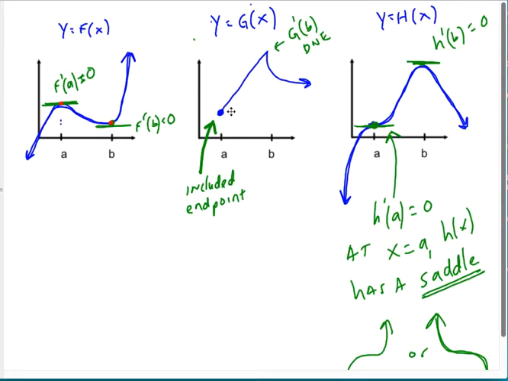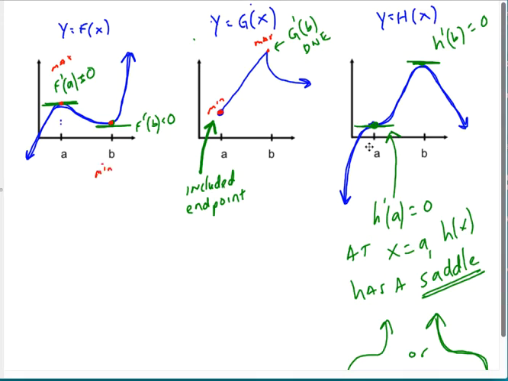Here, I have y equals g of x. There is a minimum at the included endpoint. Then the graph comes up, and it's continuous, but it's got this pointy, cuspy thing. It's got a sharp edge. So g prime of that b doesn't exist, and sure enough, that's a max, right? So this is a max, this is a min, just like this was a max, and this was a min.